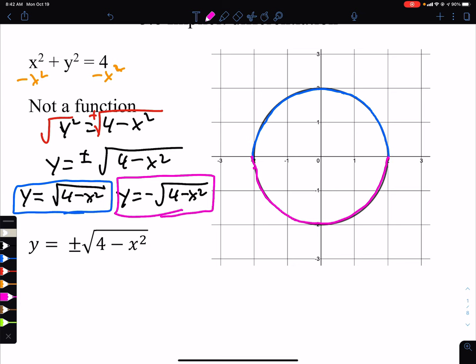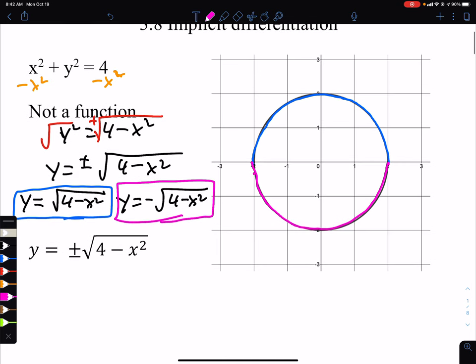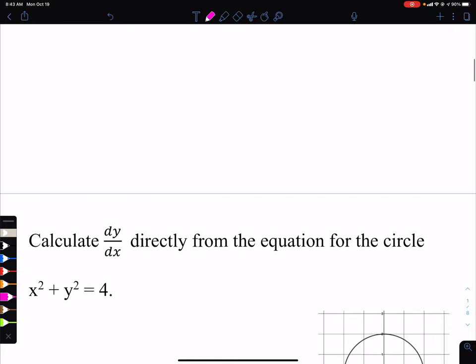That's what's happening. So you would have to have two separate functions if you wanted to take the derivative directly, and then take the derivatives of those individually. Depending on whether you're on the top half or the bottom half, you would have two different derivative equations. So that's what's happening with that equation. We're going to do implicit differentiation. How do you take the derivative of this without separating it out into two separate functions?